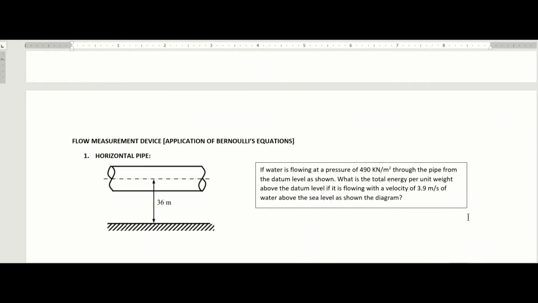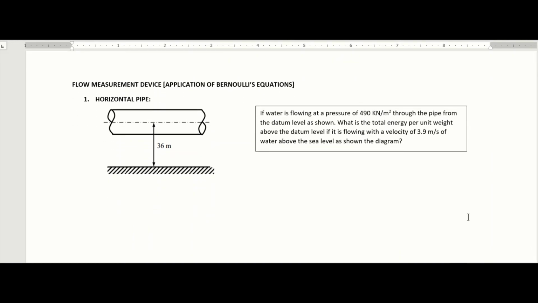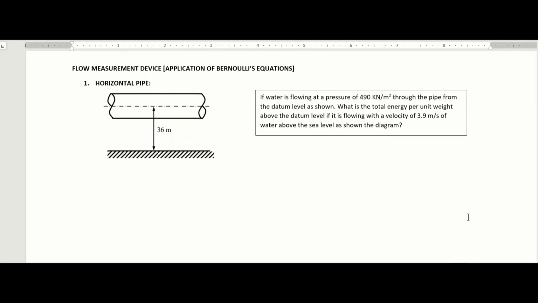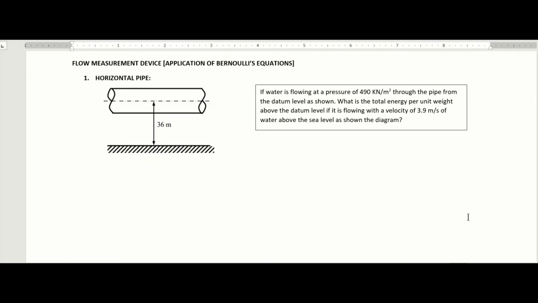Let's look at the application of Bernoulli equation. Now we can apply Bernoulli equation to different systems or to different devices. So the first device is the horizontal pipe. What you are seeing on your screen is a horizontal pipe, and from this point to this point is our datum level, which is our Z. So this 36 meters is our Z. So this point right here is our datum level.